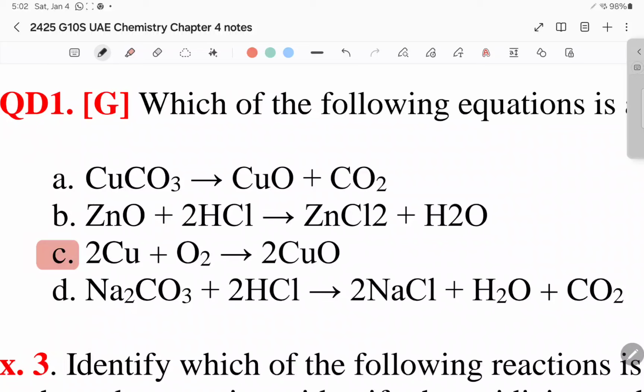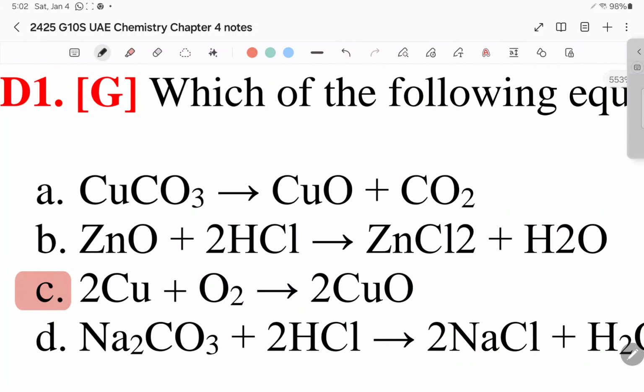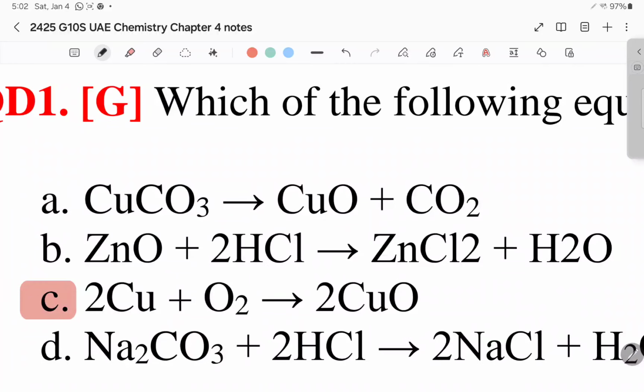Or if the number of oxygens changes, but we'll explain that one later. I find it more confusing. So here we know that, for this one, we have two unknowns. So we can't really use oxidation numbers, but this one, it's really easy to know because of the oxygen.